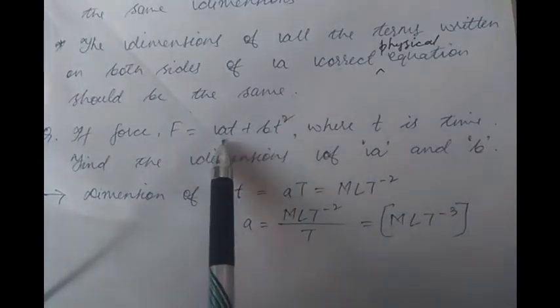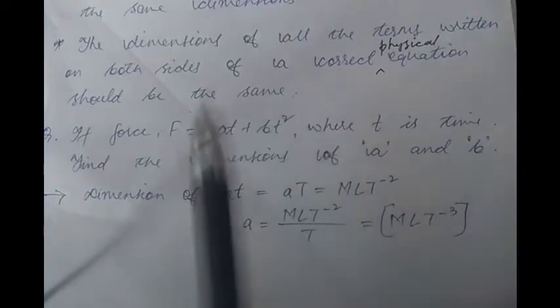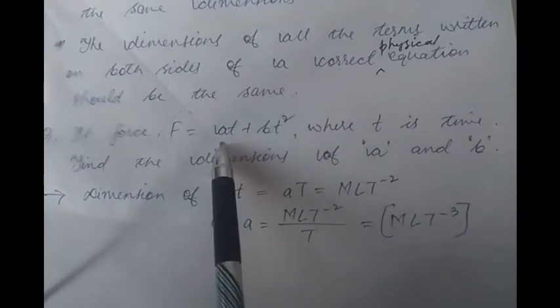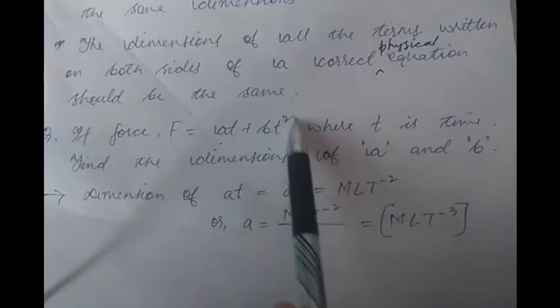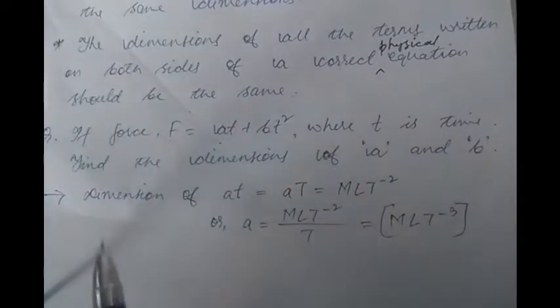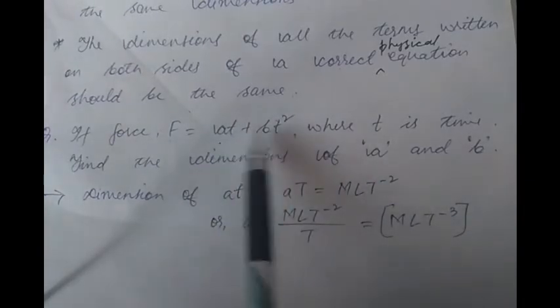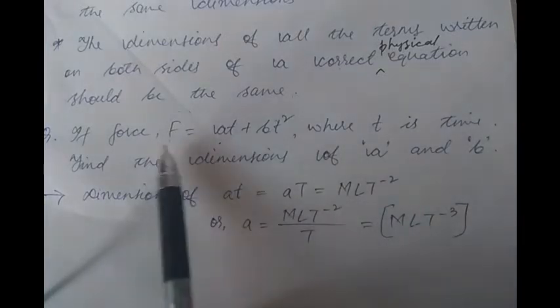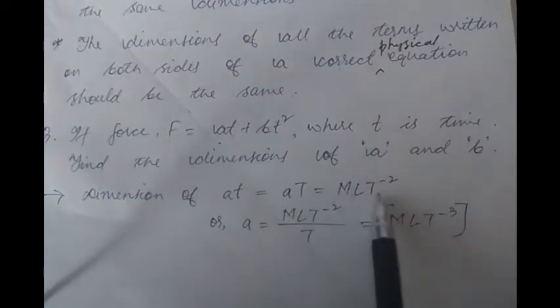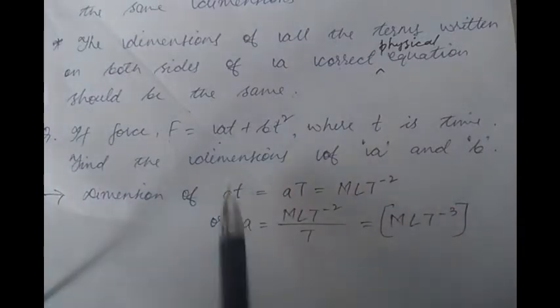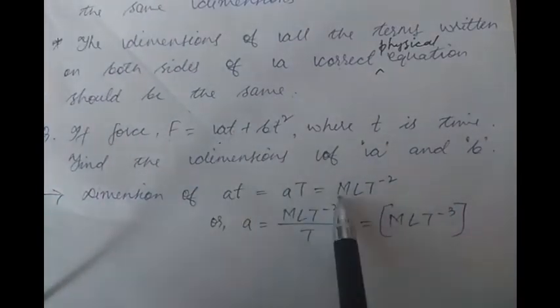Now since on the right hand side we are adding AT and BT squared, since the left hand side is force, you have to understand AT has to be force and BT squared also has to be force, because when we add two forces, we get another force. So the dimension of force, like we've seen in the last class also, MLT to the power minus 2 is the dimension of force. So dimension of AT should also be this same thing.